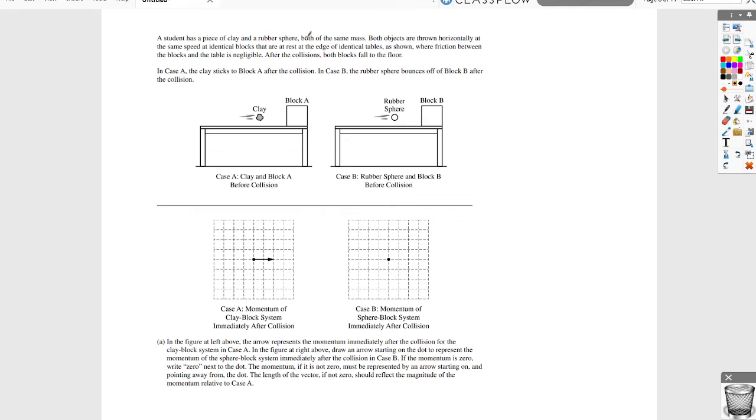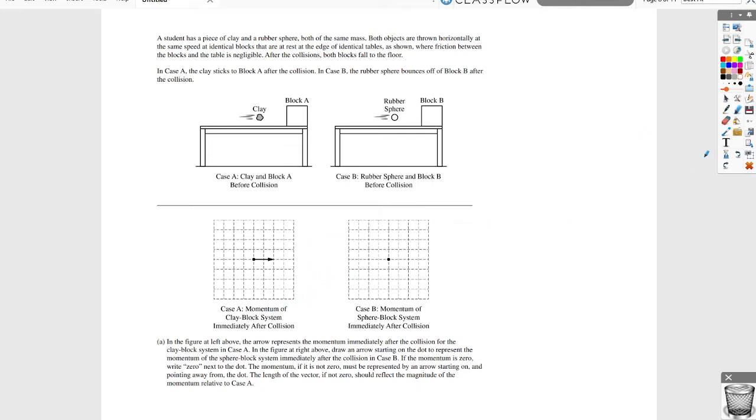Okay, yeah, that is it. A student has clay and a rubber sphere, both of the same mass. Both objects are thrown horizontally at the same speed. In A, it sticks. In B, the rubber sphere bounces off after the collision. So in the figure above, the arrow represents the momentum immediately after the collision for the clay block system in case A. And in the figure to the right, draw an arrow starting on the dot to represent the momentum of the sphere block system immediately after the collision in case B. If the momentum is 0, write 0 on the dot.